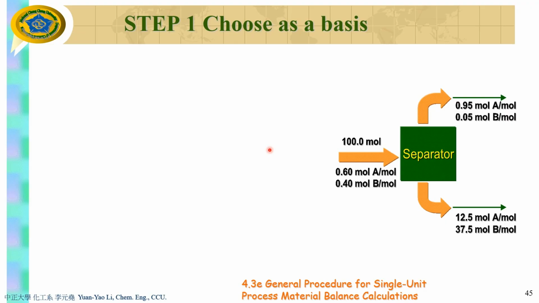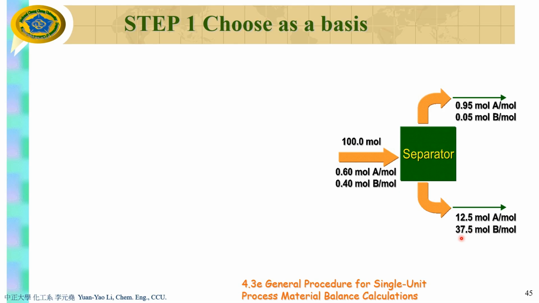So there are 9 steps. I want you to think of this step by step, so you don't miss any information here. Okay, so there are 9 steps. Step 1 is what? Step 1 is choose a basis.